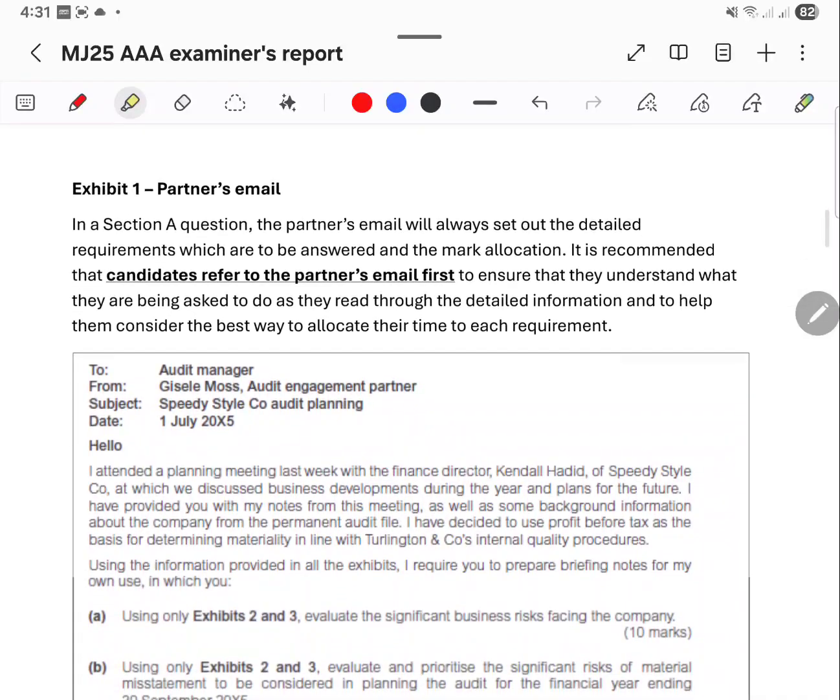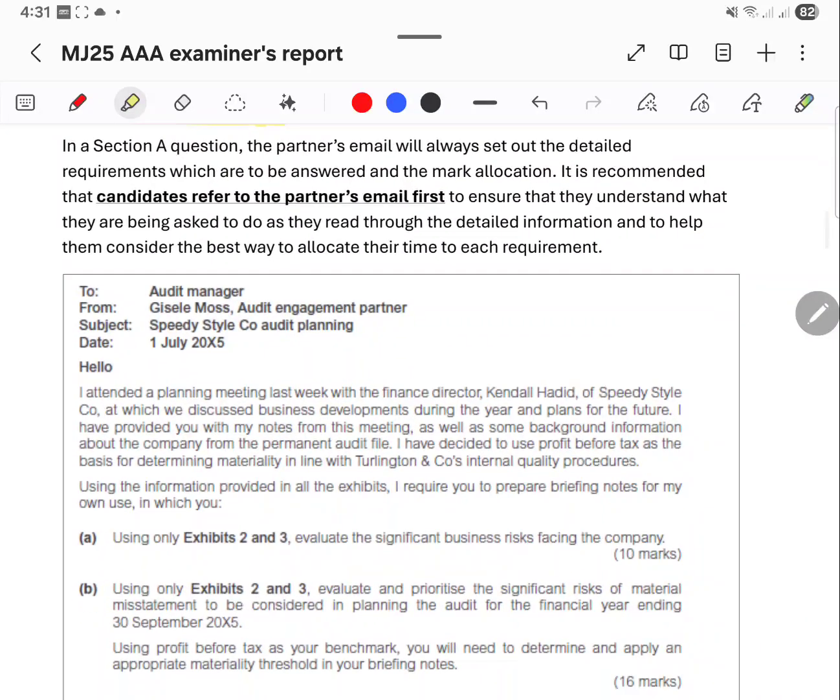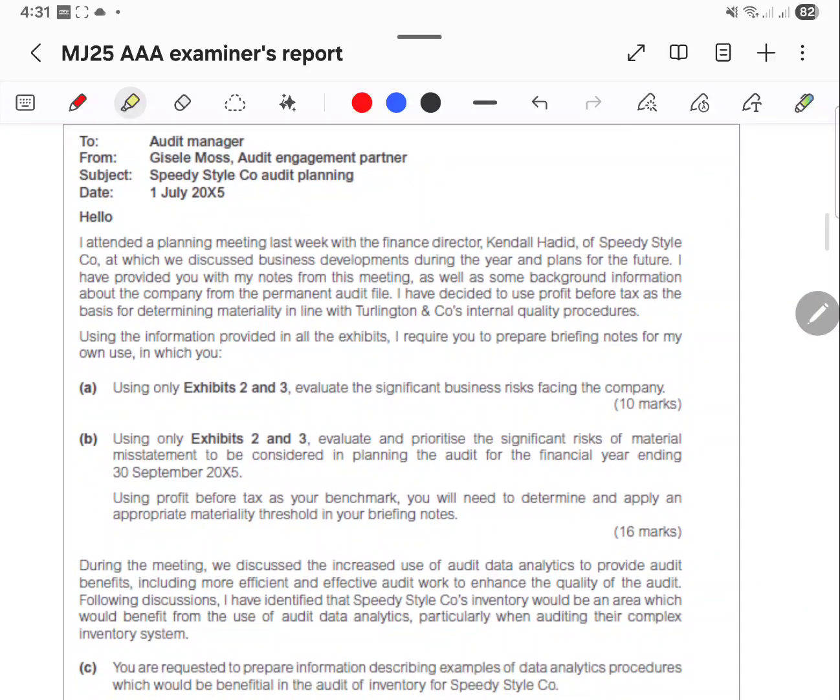Now here is Exhibit 1, the partner's email, as you can see. Using only Exhibits 2 and 3, evaluate the significant business risks faced by the company, 10 marks available. Using only Exhibits 2 and 3, evaluate and prioritize the significant risks of material misstatement to be considered in planning the audit for the financial year ending 30th September X5.